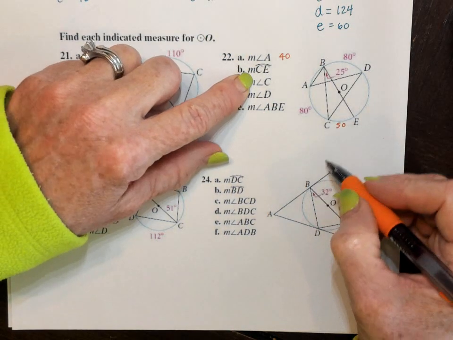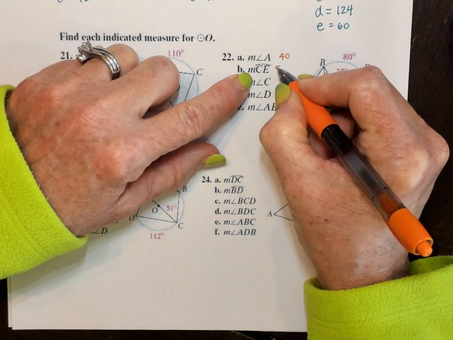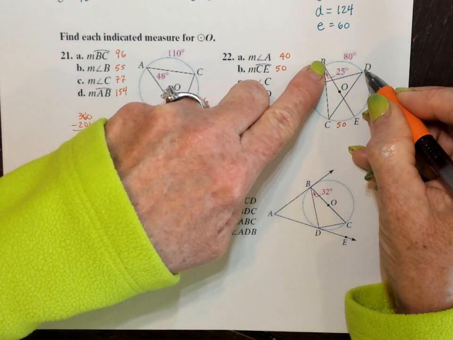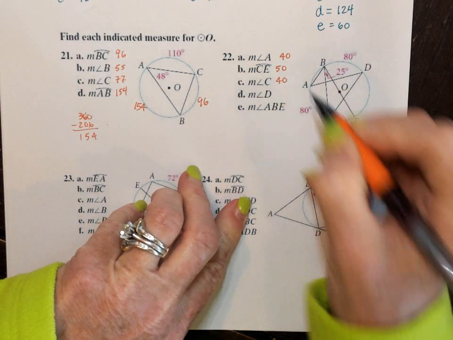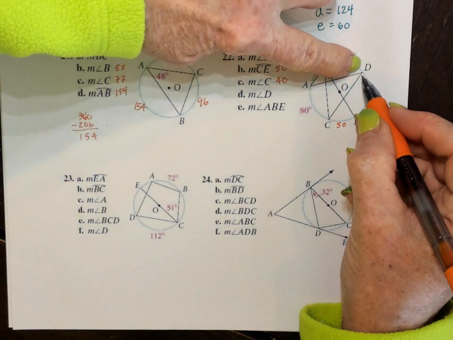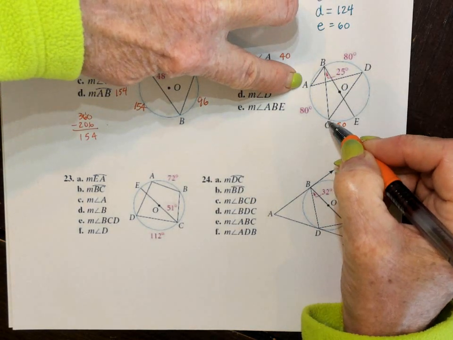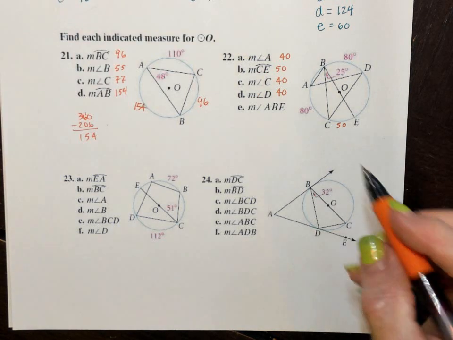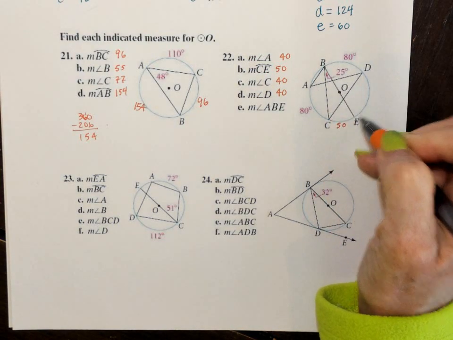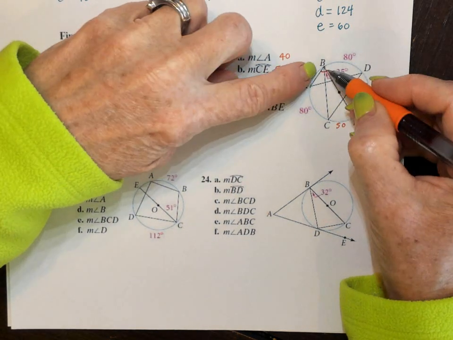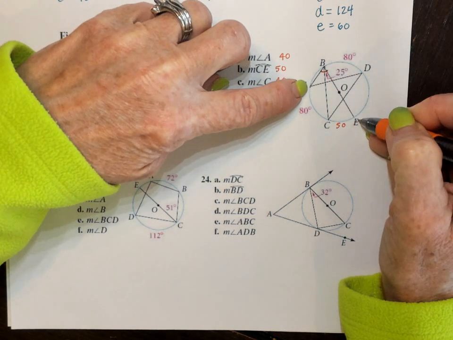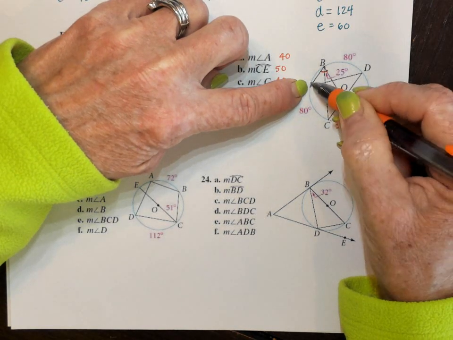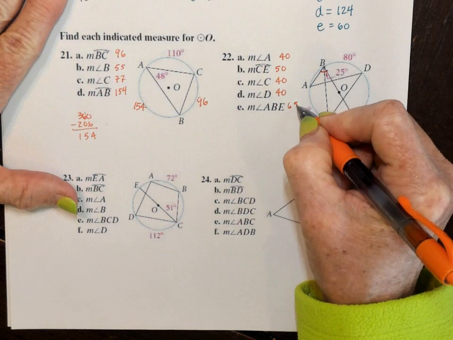Measure of arc CE, okay, found that one already, that's 50. Angle C, half of its arc, 40. Angle D, half of that arc, half of 80, also 40. And how about angle ABE? ABE. Oh, that's this big angle here. And it's an inscribed angle, half of its arc. Its arc is this 80 plus 50, which is 130. And half of 130 is 65.